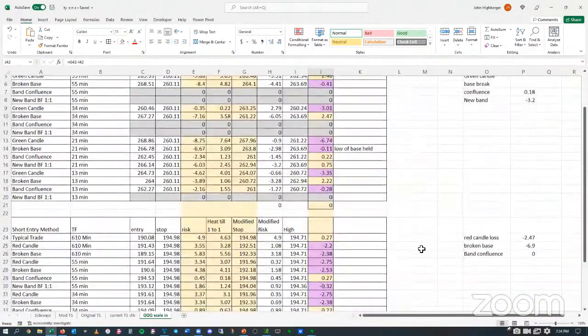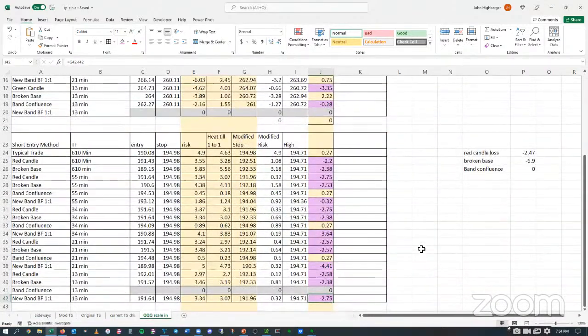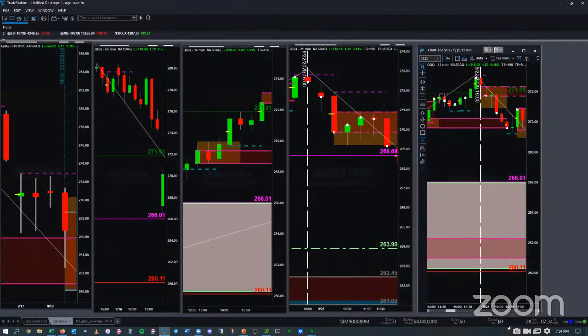So then I decided to look at a short entry, but I wanted to look at one where there was a lot of chopping around before price actually came out of the band. And so that's these results. So let me show you what that looks like.